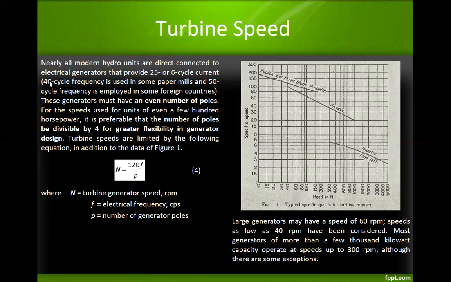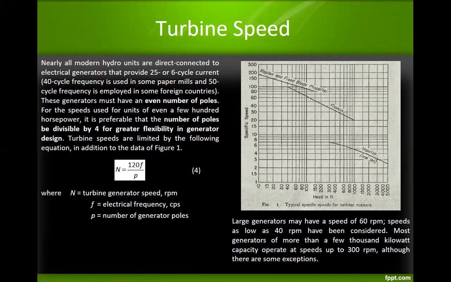Turbine speed now. Nearly all modern hydro units are directly connected to electrical generators that provide 25 or 60 cycle current. 40 cycle frequency is used in some places and 50 cycle frequency is employed in some foreign countries. Sa atin po is 60. These generators must have an even number of poles. For the speeds used per unit of even a few hundred horsepower, it is preferable that the number of poles be divisible by 4 for greater flexibility in generator design.